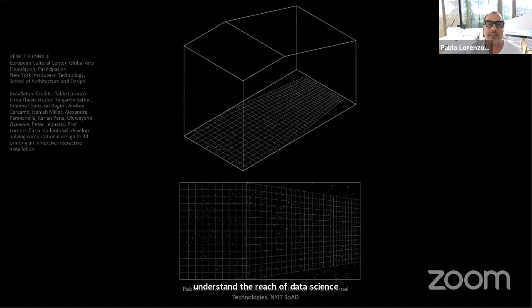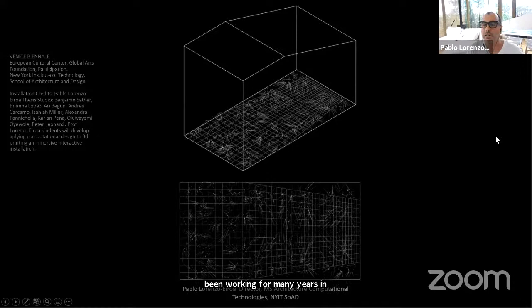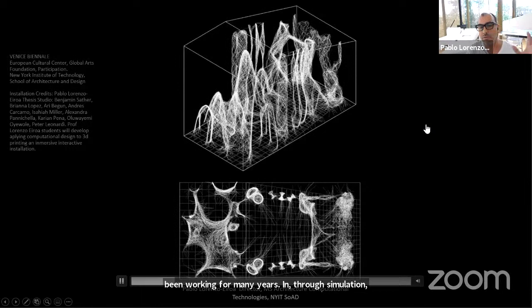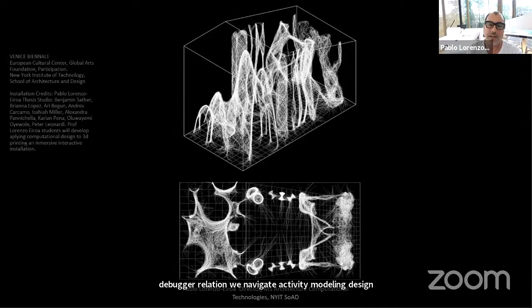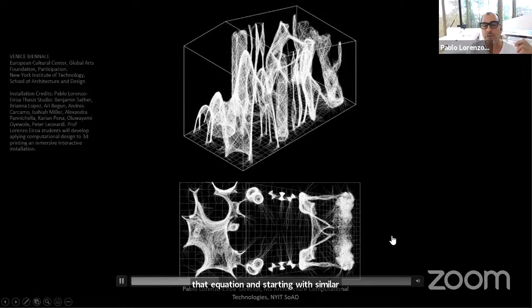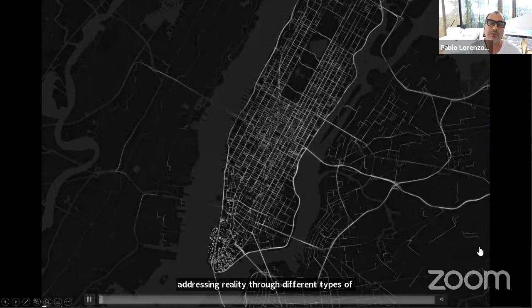In that sense, we have been working for many years through simulation, trying to invert the relationship between modeling, the typical relationship in architecture between modeling, design, and architectural agendas, by flipping that equation and starting with simulating realities through artificial intelligence, through intelligent systems, in this case swarm intelligence, and addressing reality through different types of signification and different types of means of understanding what's going on.